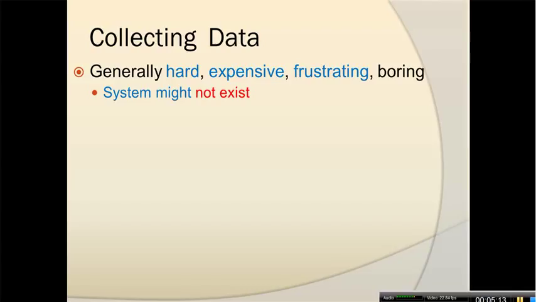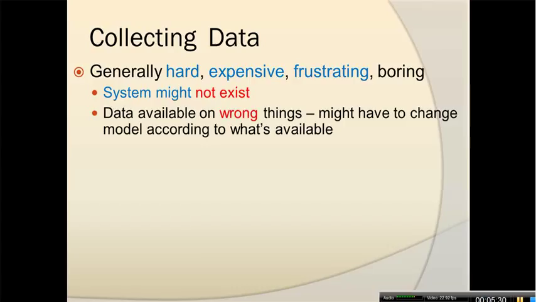The difficulty in terms of data collection can come from different sources. It might be that the system does not even exist yet, and you're trying to design a new system. In that case, you might not be able to collect the data from the system. The data that are available might be on different things than what you're going to model. When the data are available on the wrong things, you might have to change the model according to what's available.